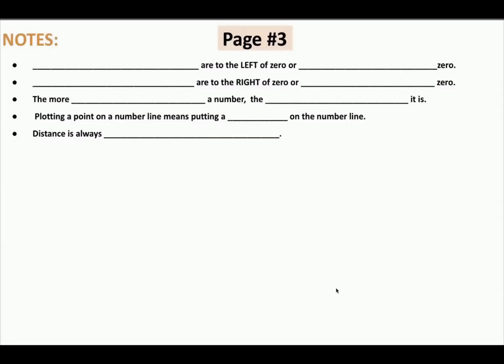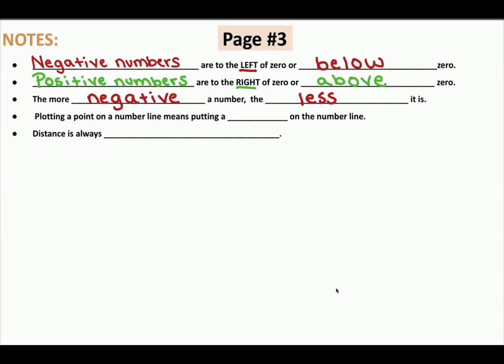Take a look at the top of page 3. Make sure you're writing down these notes with me. Negative numbers are to the left of 0 on a horizontal number line or below 0 on a vertical number line. Positive numbers are to the right of 0 or above 0 on a vertical number line. The more negative a number, the less it is.